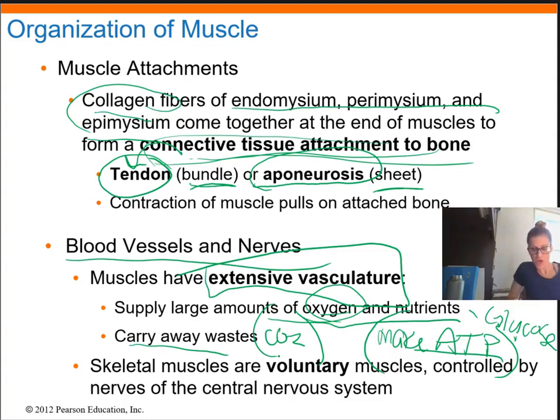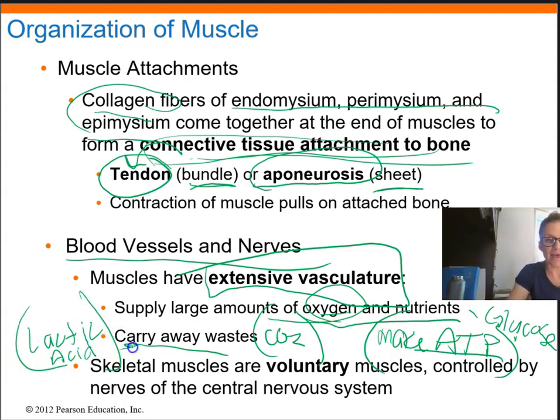Sometimes, if we're really working our muscles hard, we might use up all that oxygen, and we might have to make ATP anaerobically. And if you think back to that, remember we said that when we make fuel without oxygen, we produce a waste product called lactic acid. And lactic acid, also a waste, has to be carried away. So the blood is how we do that. So a lot of blood vessels are present in muscle because it's really, really active. The blood brings the good stuff in and takes the bad stuff, or the wastes, out.